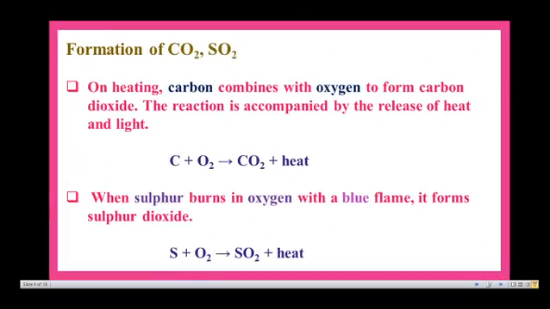Formation of carbon dioxide and sulfur dioxide. Carbon, a non-metal, combines with oxygen, produces carbon dioxide. Likewise, sulfur also combines with oxygen, produces sulfur dioxide. So these two are burning processes. You know that a burning process always liberates some heat energy, light energy, and it burns with a flame. So sulfur burns in oxygen with a blue flame, and it produces sulfur dioxide. So carbon combines with oxygen, produces carbon dioxide. Sulfur combines with oxygen, produces sulfur dioxide. So it's an example of a combination reaction.